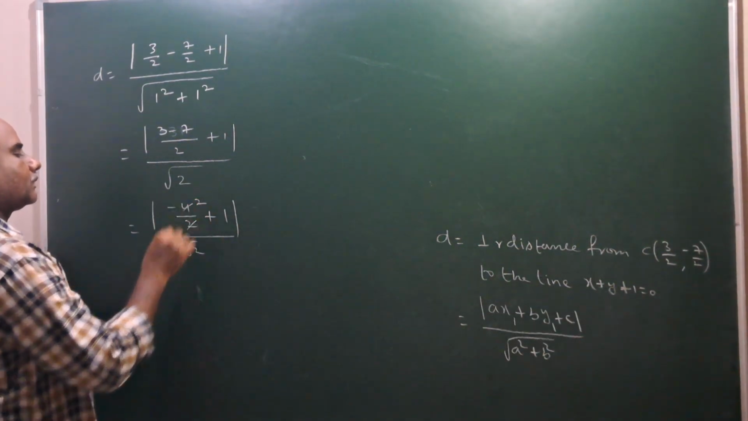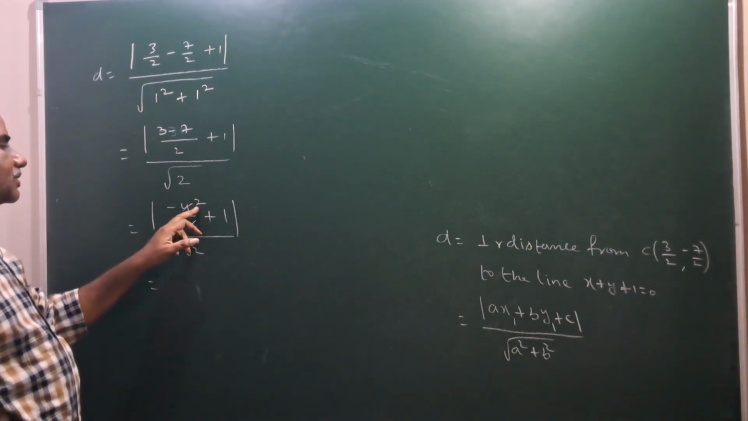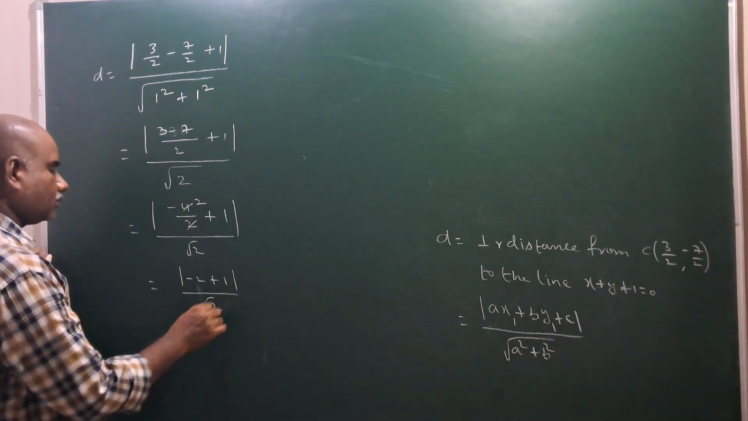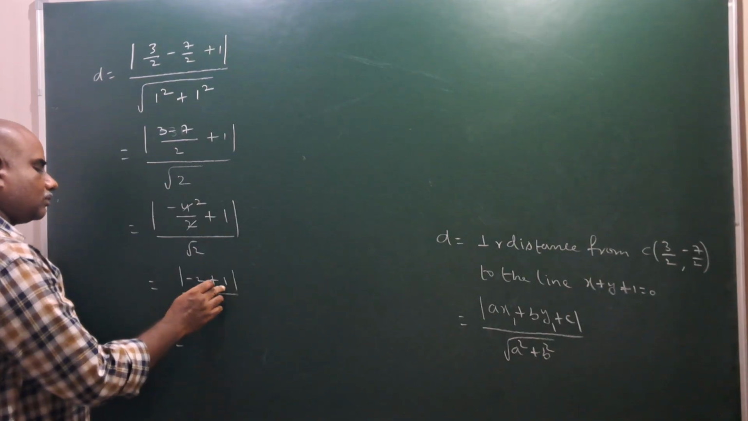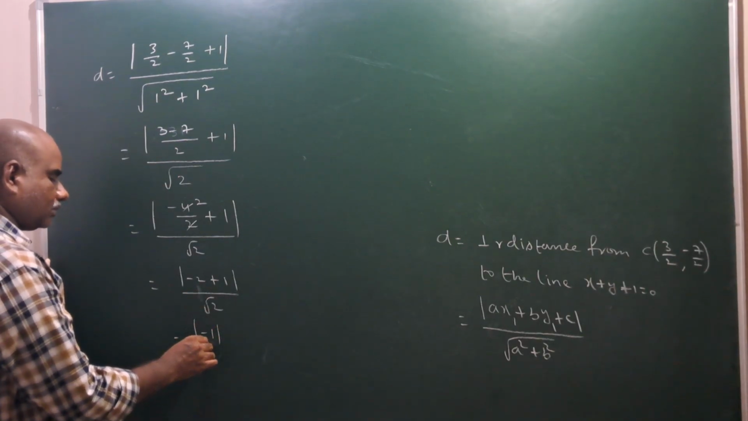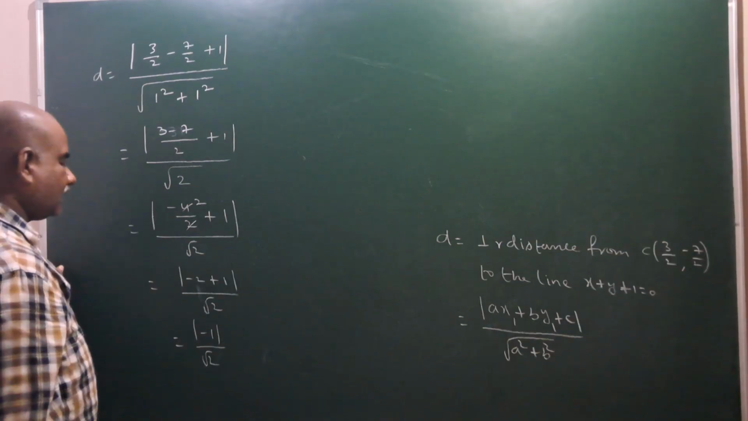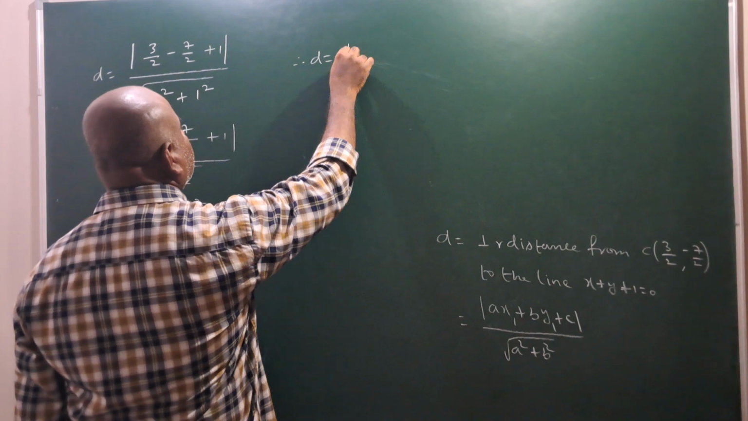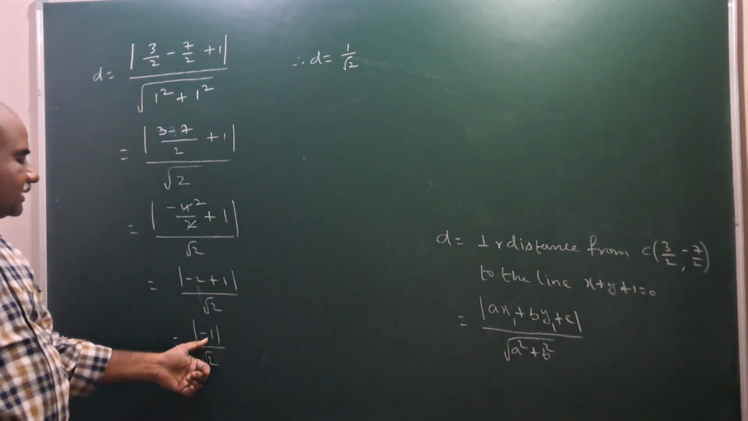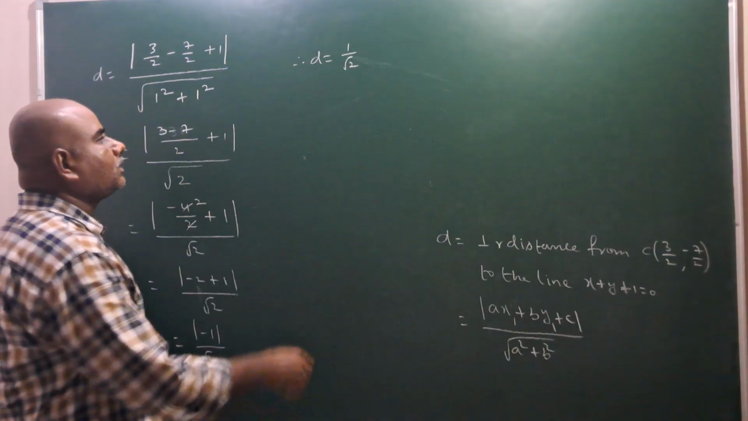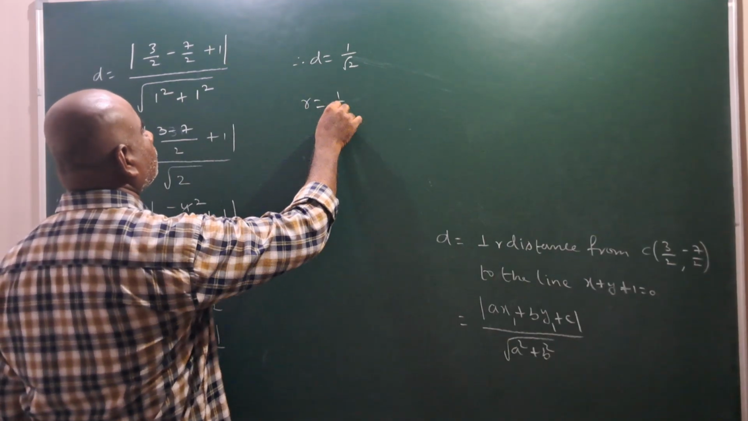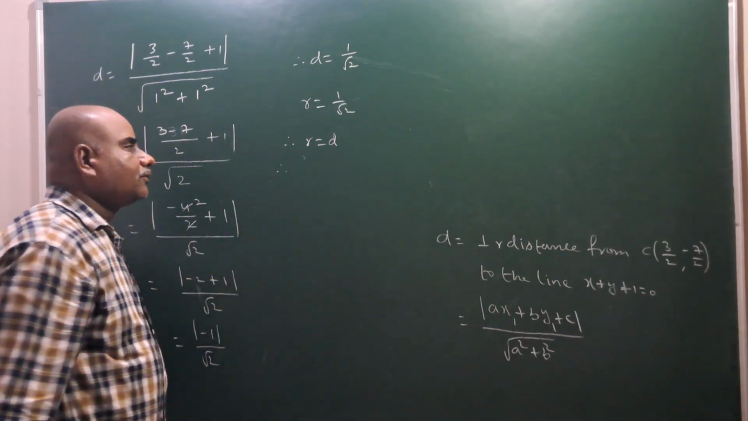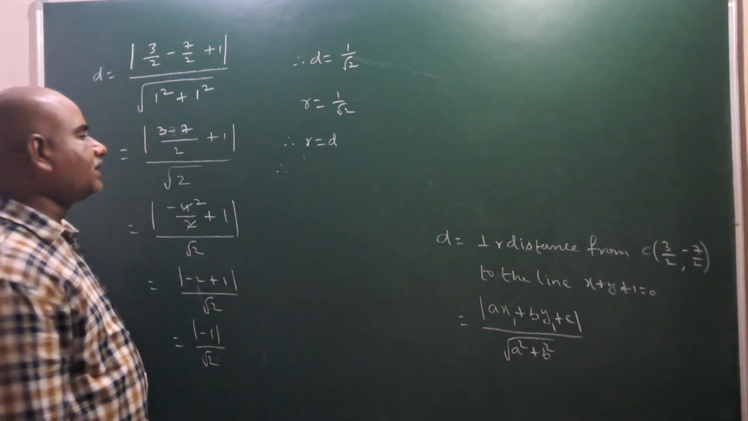The 2s cancel. So modulus of minus 2 plus 1 by root 2. Minus 2 plus 1 is minus 1 under modulus, by root 2. So finally, the perpendicular distance from center to the given straight line is 1 by root 2. Modulus of minus 1 means plus 1 only. So already we have r is equal to 1 by root 2. Therefore r is equal to d. Therefore we have proved the required condition, r is equal to d.